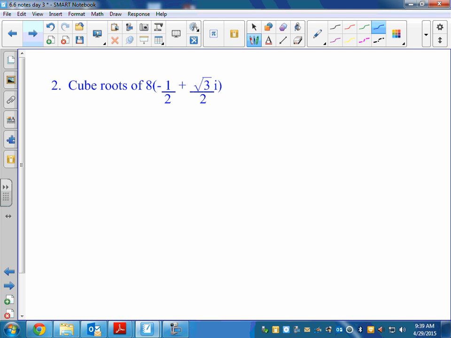What's different about this one from the last one, besides it says cube root instead of square root? It's in standard form, so we need to put it in trig form first. The good news is, can you just tell me where is negative 1/2, radical 3 over 2 on your unit circle? No, here. 2 pi thirds. Isn't it 2 pi thirds? Yeah. I was right the first time.